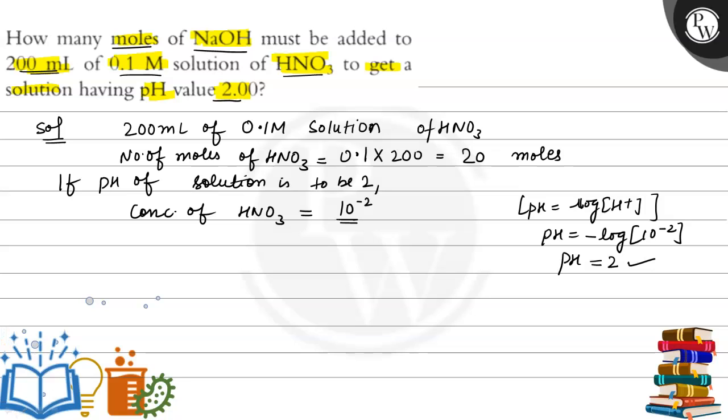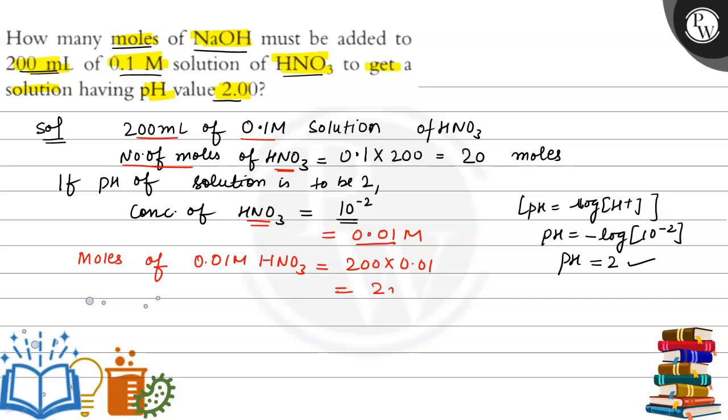Now the concentration of HNO3 is equal to 10 to the power minus 2, which is further equal to 0.01 molar. Earlier we found the number of moles of HNO3 for 200 ml of 0.1 molar, but now we have 0.01 molar. So now we can again find the moles of 0.01 molar HNO3. It will be equal to 200 multiplied by 0.01, that is equal to 2 millimoles.